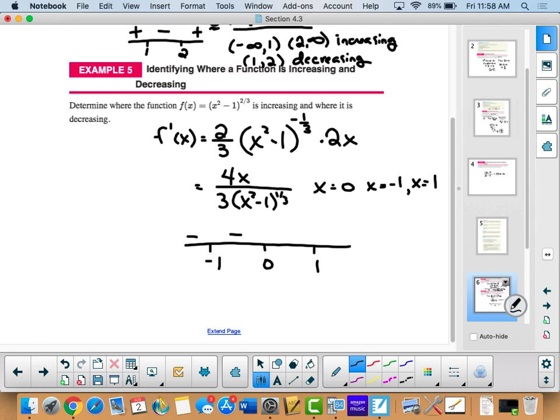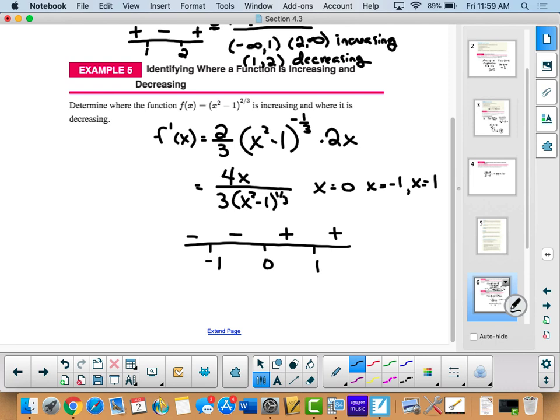So there's no sign change at -1. It's not an extreme, it's not a max or a min. It's just a place where the derivative does not exist. So it may be a corner, something like that, but there's no sign change, max or min, there. When x is between 0 and 1, we get positive on the top, positive on the bottom, and same when x is greater than 1.